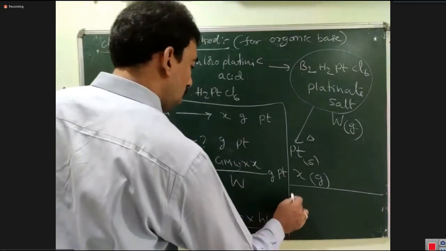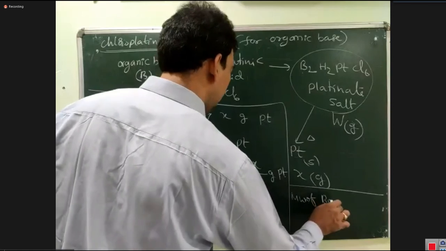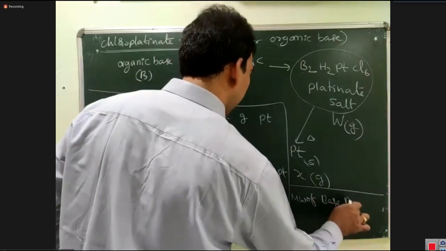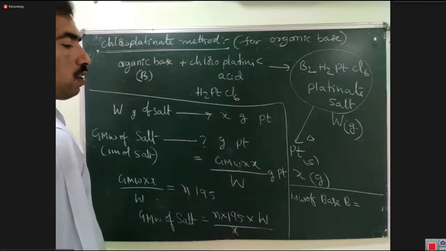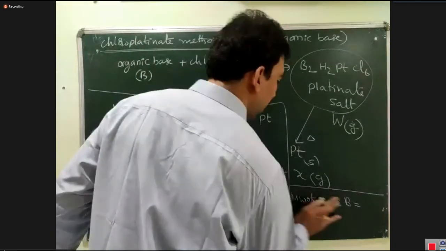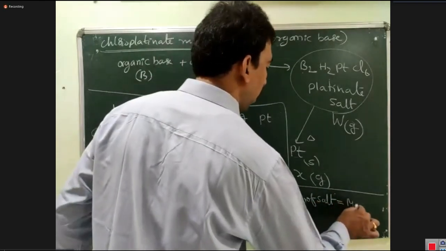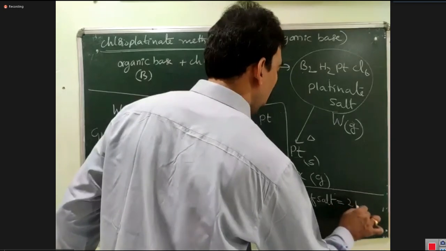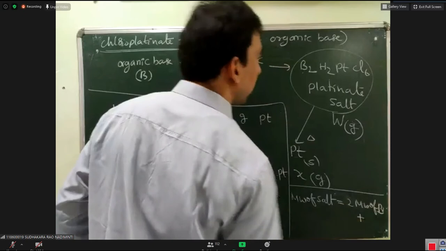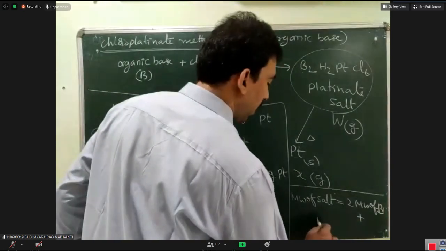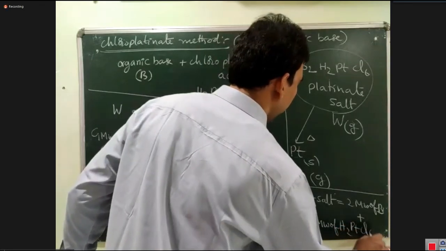Now the molecular weight of base B is equal to, or the molecular weight of the salt is equal to 2 into the molecular weight of base B plus the molecular weight of H2PtCl6.